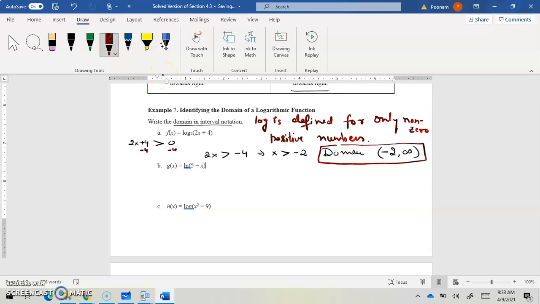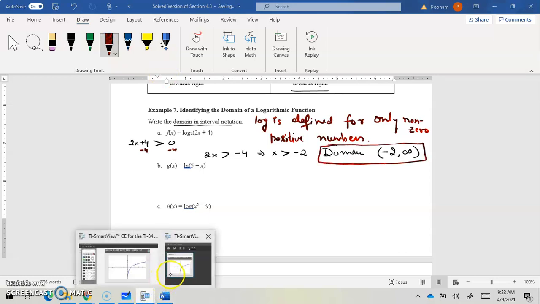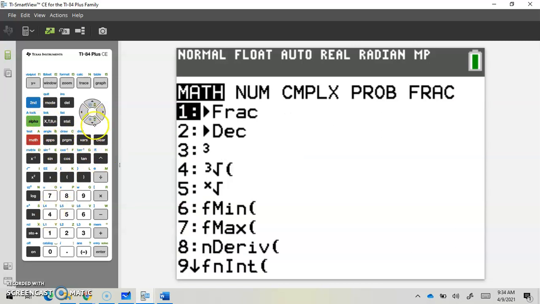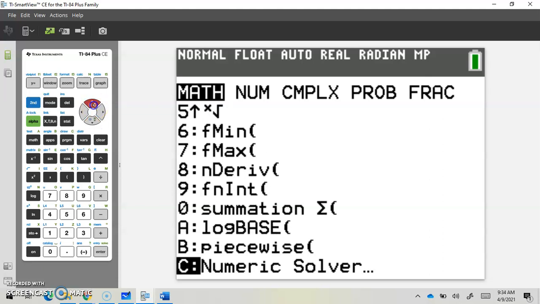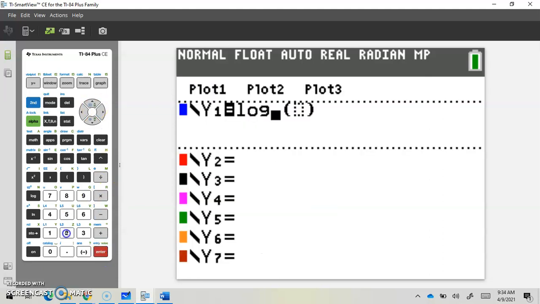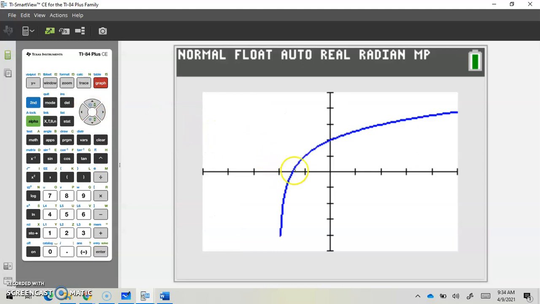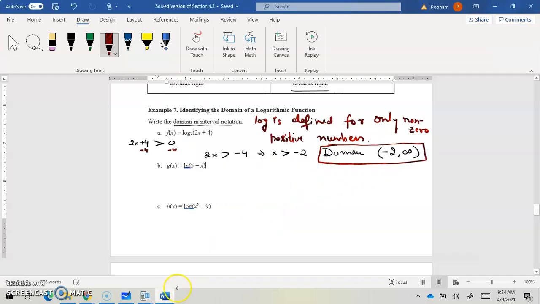So this is the domain of this function. You can check it out using the graph in the calculator. Let's clear it. So we have math, down to the log base function. The base was 2 and the function is 2x plus 4. Let's graph it. As you notice here, it does not go before negative 2. The asymptote is at negative 2, right? So the graph domain is towards x more than negative 2.